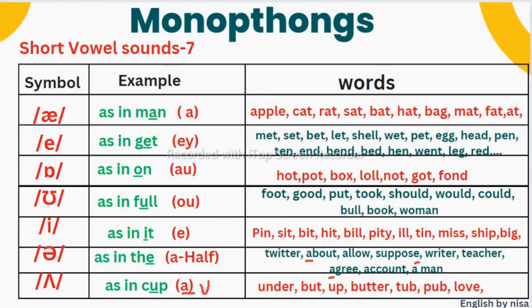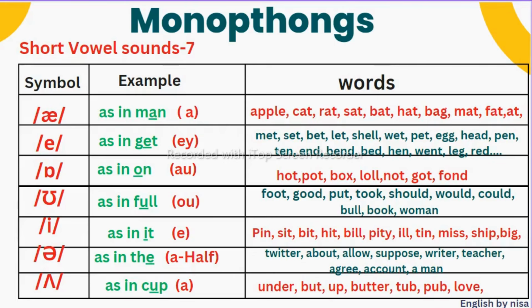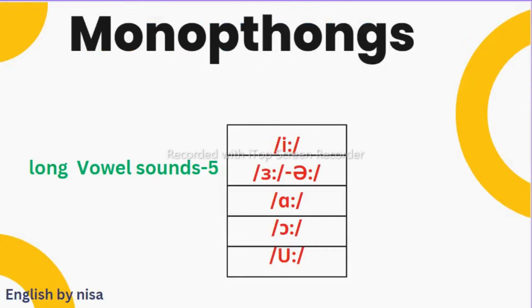Now let's see the long vowels. How many long vowels do we have? We have 5 long vowels. As I told you, in total we have 12 monophthongs. Out of those 12, 7 are short vowels and 5 are long vowels. Just now we have seen the short vowels. Now we are discussing the long vowel sounds, where we have to pronounce the vowel sound long.